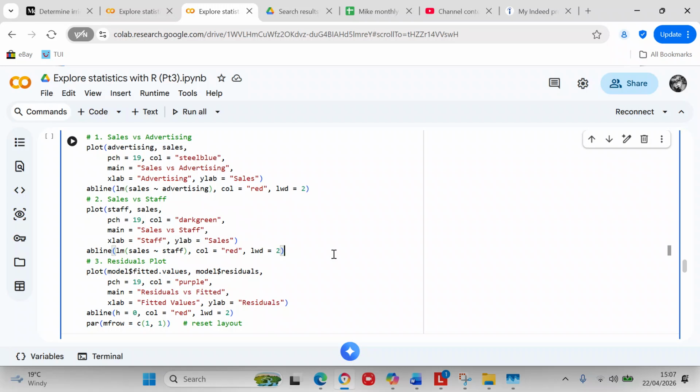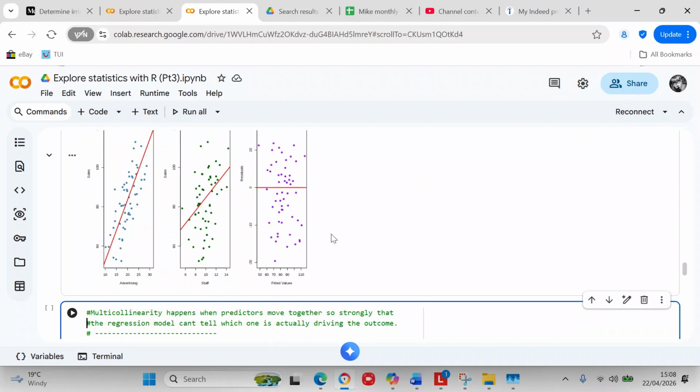You're going to put another line in the plot, abline(h = 0), which means it's horizontal, equals 0, col = "red", lwd = 2, and par(mfrow = c(1, 1)). So that's another vector that you're creating, and it resets the layout.